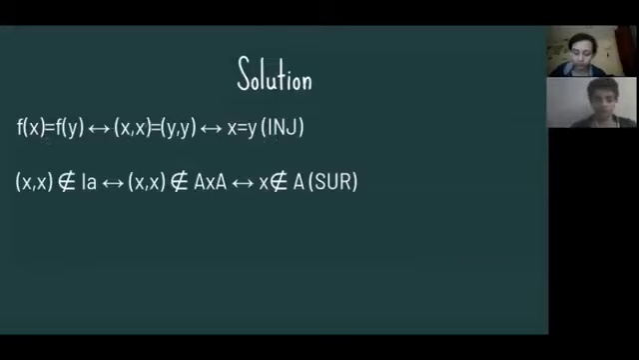And so if you have x equals y, in the session when we talked about the Cartesian products and the ordered pairs, we said that two ordered pairs are equivalent if the first element is equivalent to the first and the second is equivalent to the second.